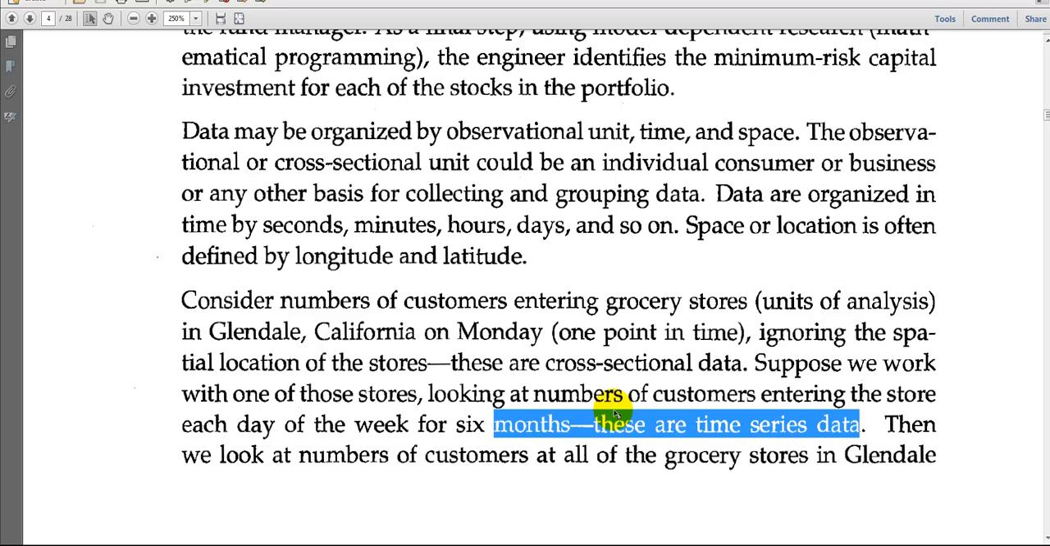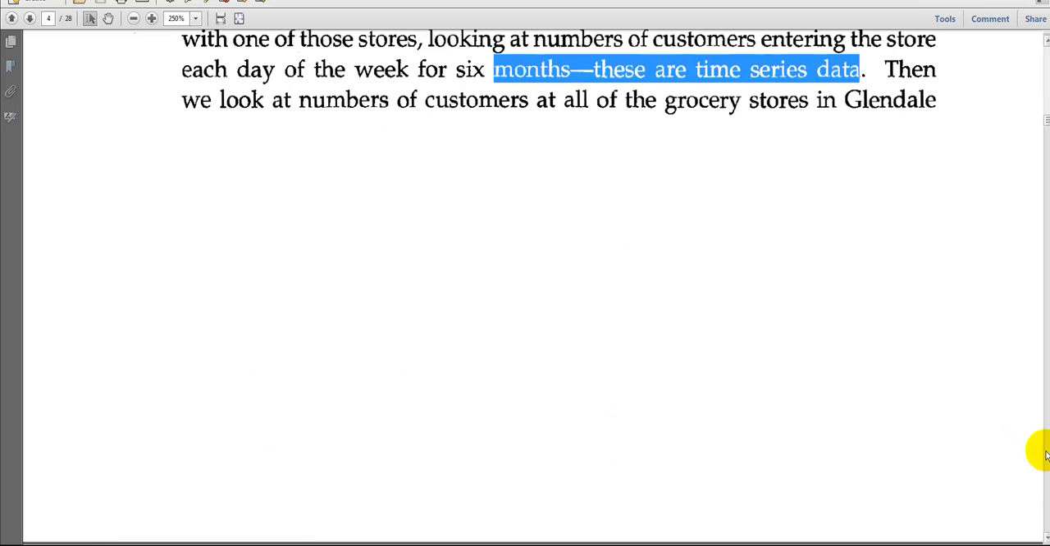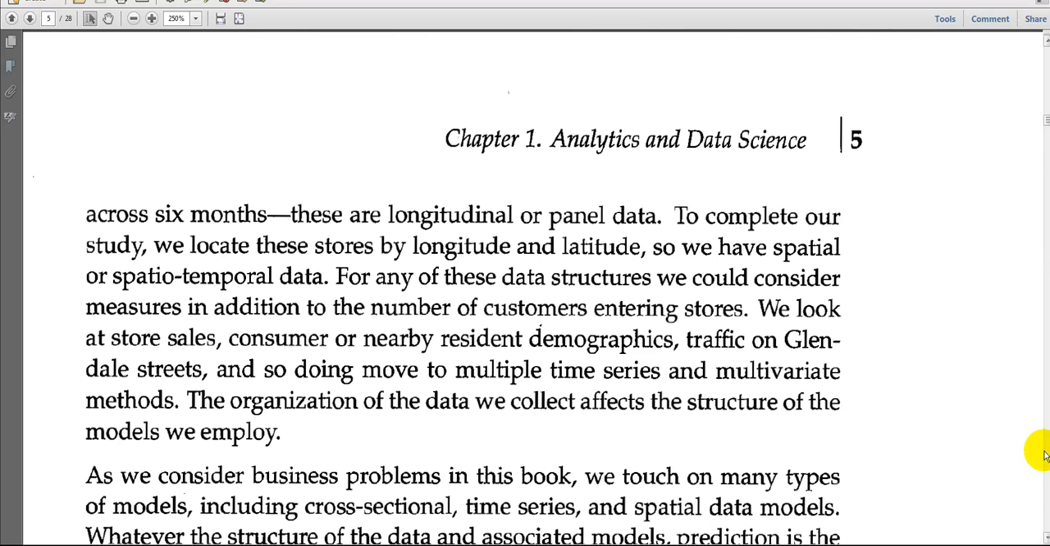Then we look at numbers of customers at all the grocery stores in Glendale, so not just one, across 6 months. These are called longitudinal or panel data. So if you're just looking at time and one other variable, he's calling that time series. But if you're looking at time and several other variables, he's calling that longitudinal.